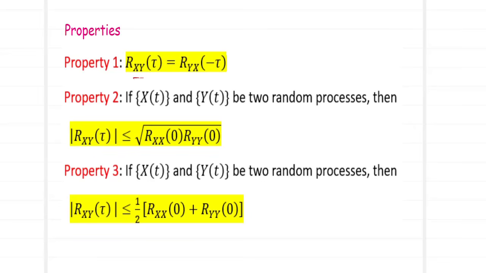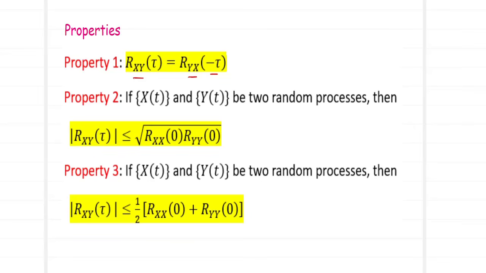Next we move on to properties of cross correlation. When we have Rxy of tau, we replace this xy as yx. Then what happens to this tau? This tau gets replaced as minus tau. So Rxy of tau equals Ryx of minus tau, which means that cross correlation is not an even function. So do we mean to say that it is an odd function? No, it is neither an odd nor an even function. But what happens over here? If xy of tau is replaced as yx, your tau gets replaced as minus tau.